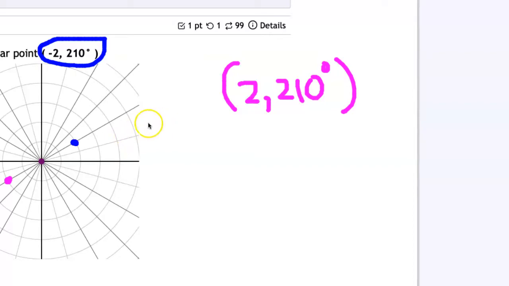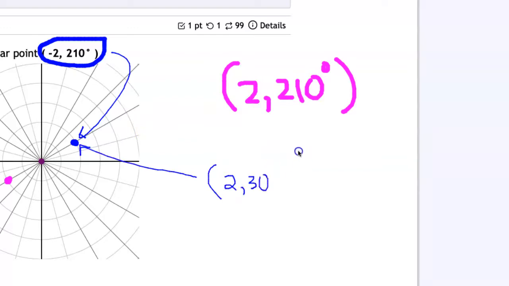So this point right here actually can be written in a couple different ways. Actually, a good number of different ways. One of the ways that we can write it is the way that we've already just seen it written. But we can also write this exact same point as positive 2 comma 30 degrees. So this is another difference between the xy coordinate system and the polar coordinate system. In the xy coordinate system, there is only one way to write each point. But in the polar coordinate system, there are a number of ways you can write that.